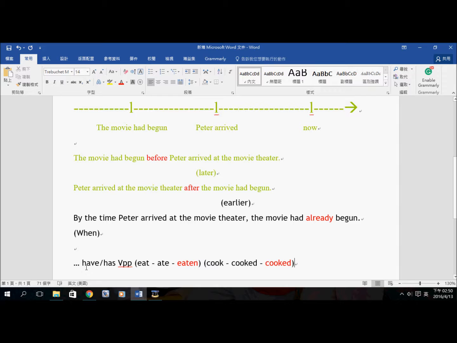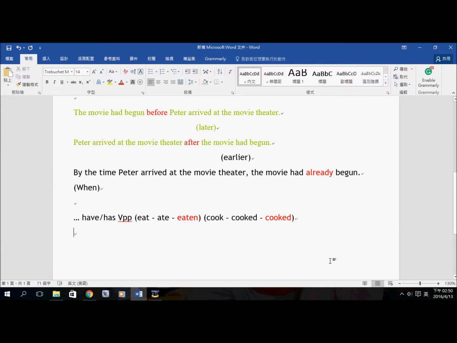Okay? So this is present perfect tense. If you want to review the present perfect tense, go to the section that introduces you to the usage of the present perfect tense. I'm not going to explain it right now. But how to make it into past perfect? Easy. All perfect tenses look a lot like this. Have with verb past participle. Now, we're not using present perfect tense. Instead, we are using the past perfect tense.